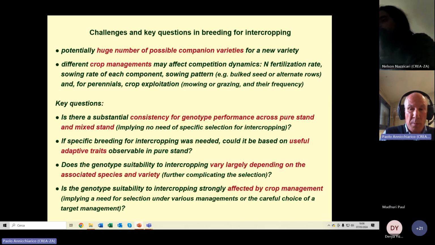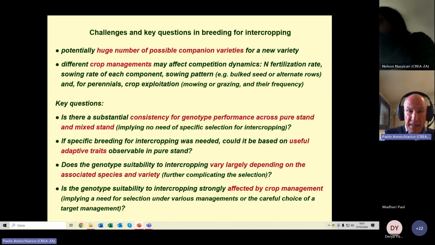So that the key questions for the breeders are, I believe, first, is there a substantial consistency for genotype performance across pure stand and mixed stand? Because if there is, we can just select under pure stand. In case we need a specific selection for intercropping, could it be based on useful adaptive traits that we could observe in pure stand? Because cropping in pure stand is normally less expensive than evaluating in mixed stand, where we need botanical separation.